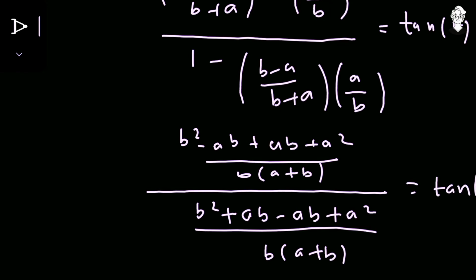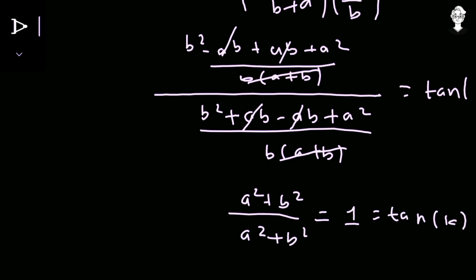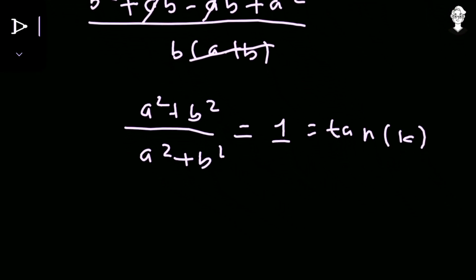So now we can say that the denominator got cancelled out, and ab minus ab got cancelled out. In the numerator the only thing left is a square plus b square, and in the denominator we again have a square plus b square. So these both cancel out to give us 1, and that is the value of tan of k. Now at what value is tan equal to 1? That is k equals 45 degree. We will not go more than 180. So k is equal to 45, which gives the value of tan as 1.